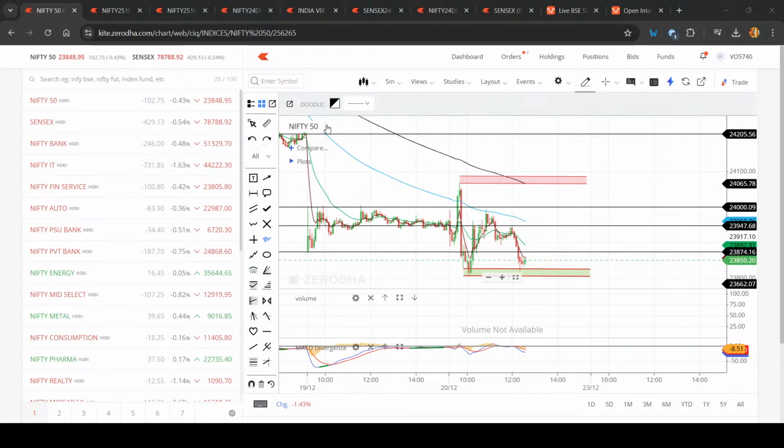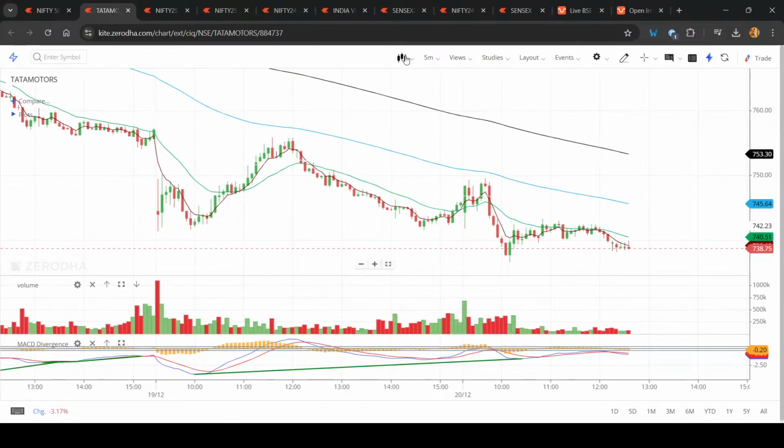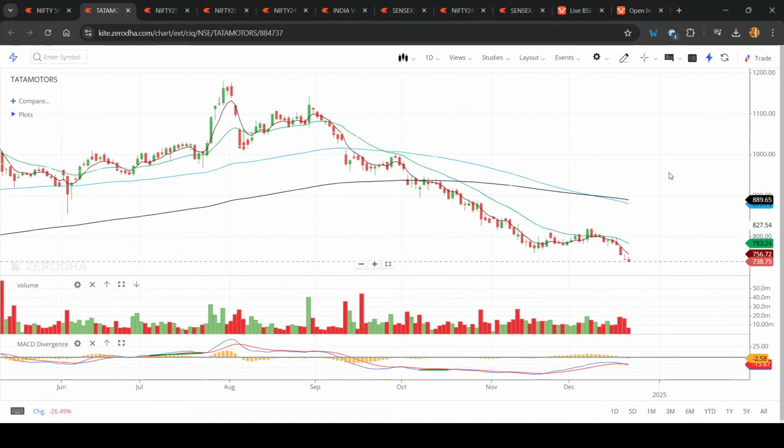Let's try to analyze some more stocks. All right, let's see what Tata Motors is trying to do, because essentially we initiated a long in Tata Motors and we got badly trapped.